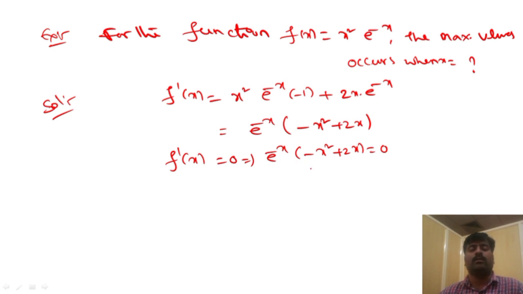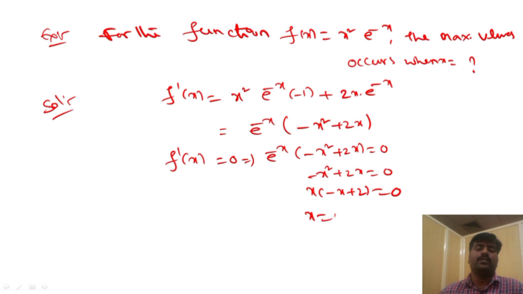e power minus x will never be 0, because at infinity only it will be 0. So we don't bother about that. So minus x squared plus 2x equal to 0. Taking x common, x into minus x plus 2 equal to 0. So x equal to 0, and minus x plus 2 equal to 0 means x equal to 2. So there are 2 stationary points.